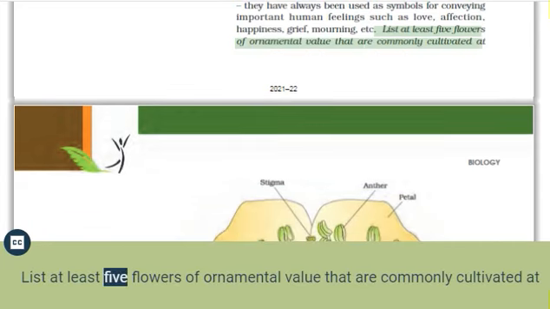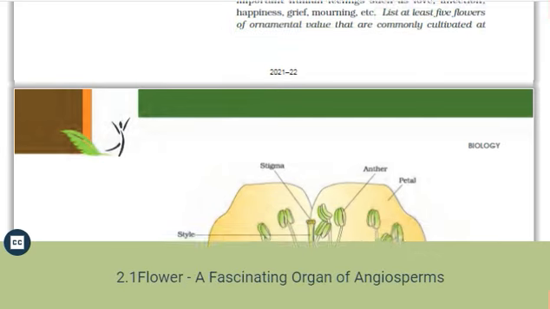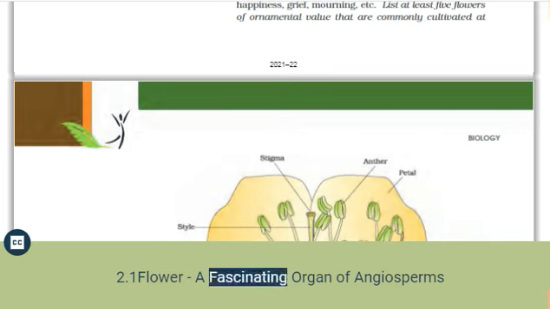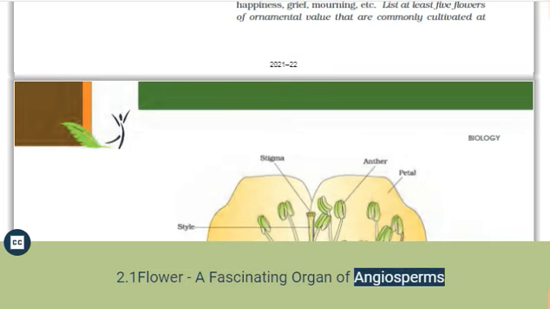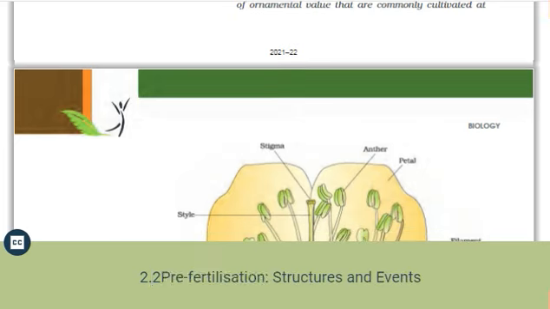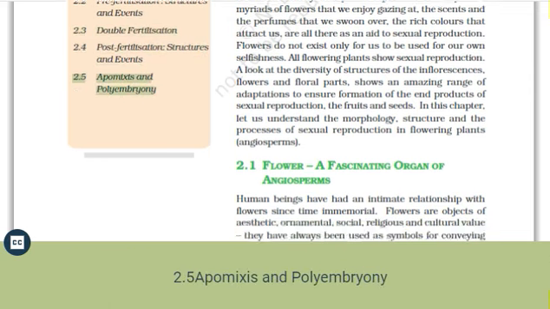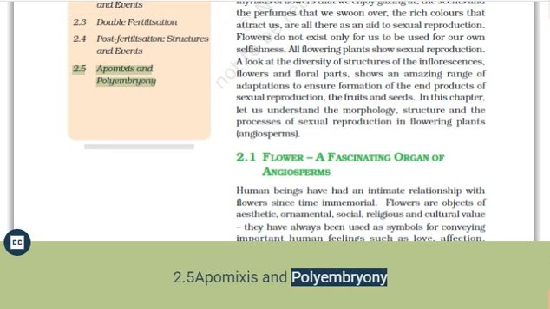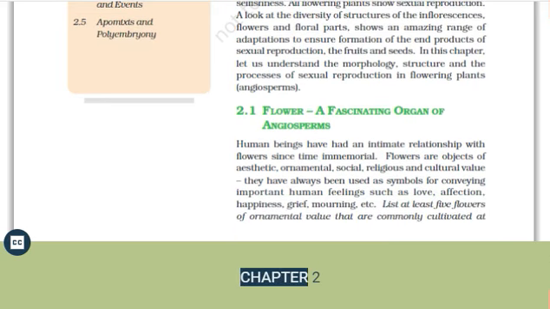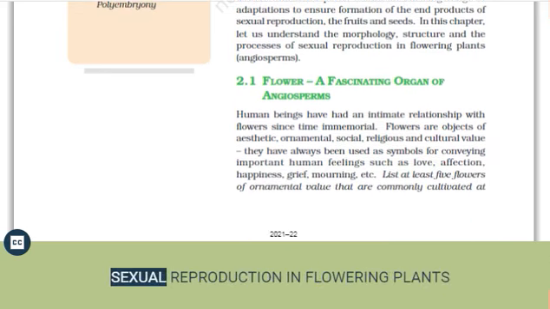List at least 5 flowers of ornamental value that are commonly cultivated at homes and in gardens. 2.2 Pre-fertilization, structures and events. 2.3 Double fertilization. 2.4 Post-fertilization, structures and events. 2.5 Apomixis and polyembryony. Chapter 2. Sexual reproduction in flowering plants.